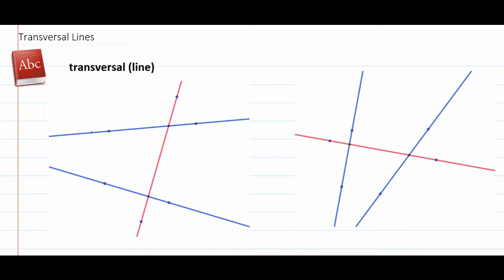All right, in this lesson, we're going to look at transversal lines and the angles that they create. So, our first definition here is a transversal line. The red line is called a transversal line. And the reason it's called a transversal line is because if we follow it, it transverses on a journey. It actually transverses across two lines, so it's transversing these two blue lines.